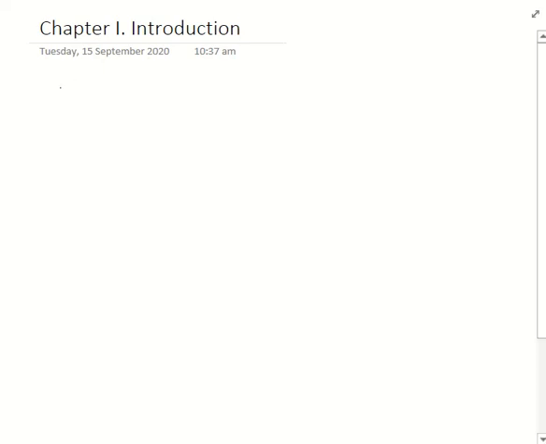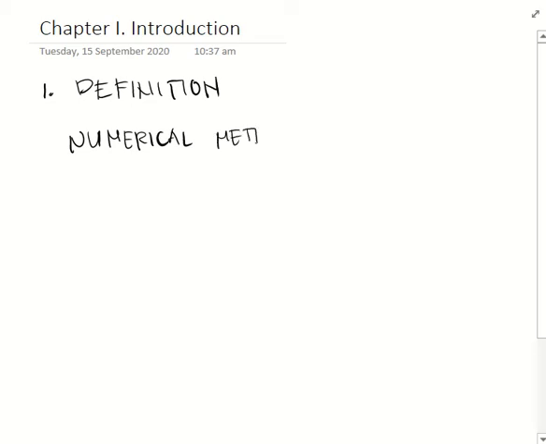So first, definition. How do we define numerical methods? There are a bunch of numerical methods that exist today, especially because of our new technologies, emerging computer technologies. Numerical methods become more significant compared to previous years because of the computer.